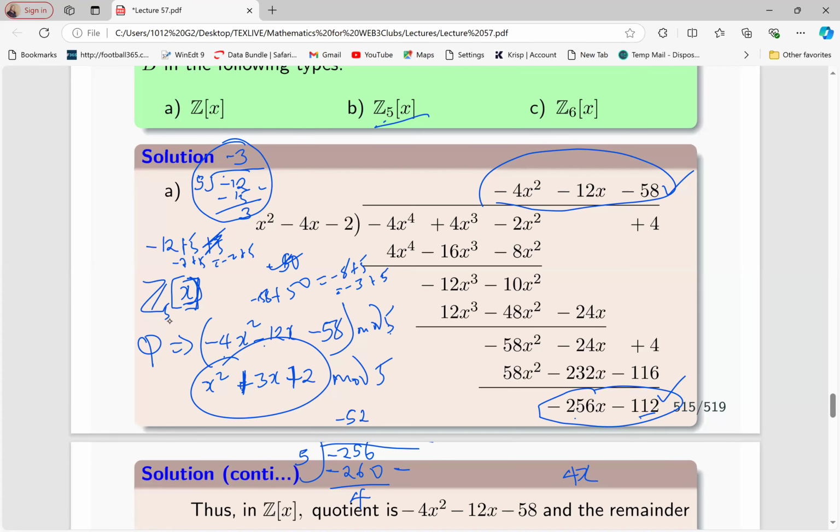What about negative 112? 5 goes how many times? So just take 112 and divide it by 5. It goes there negative 23 times. So 23 times 5, you get negative 115. And then subtract: negative 112 plus 115 gives you 3.